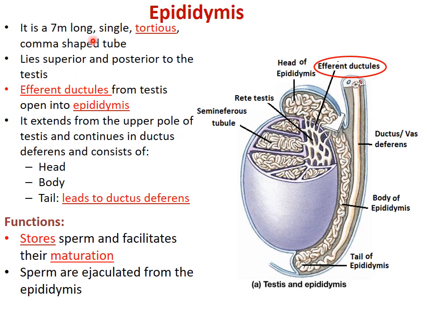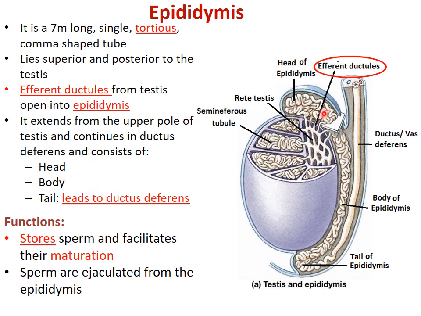Now the epididymis. He is talking about this C-shaped structure: head, body, tail. Efferent ductules from the testis open into the epididymis, extend from the upper pole of the testis, and continue as the ductus deferens. The head of the epididymis is connected with the rete testis, and the tail of the epididymis gives rise to the ductus deferens. So head, body, tail leads to the ductus deferens.